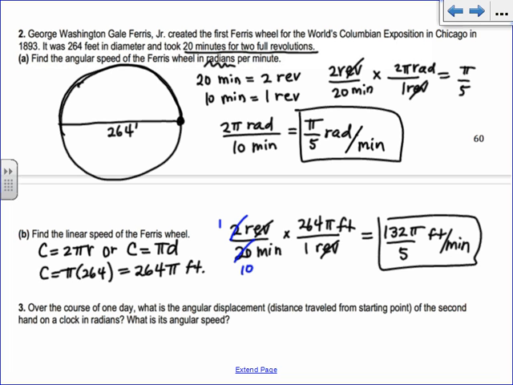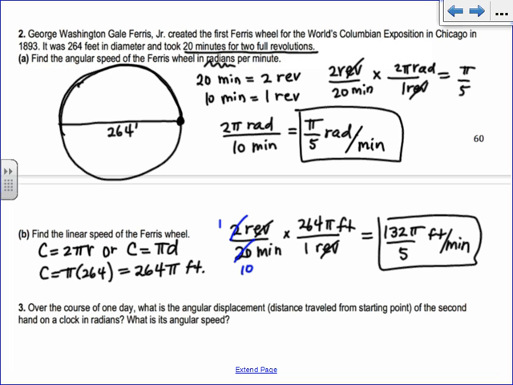All right, and number 3, over the course of one day, what is the angular displacement? So the distance traveled from the starting point. So whenever you talk about this displacement, quick physics lesson. Okay, with my cross-country runners, I will always say, run out 3 miles and then come back the other 3 miles, right? So they run a total distance of 6 miles. Does that make sense? But when you talk in physics about displacement is how much you move from the starting point. So really, their displacement would be 0.